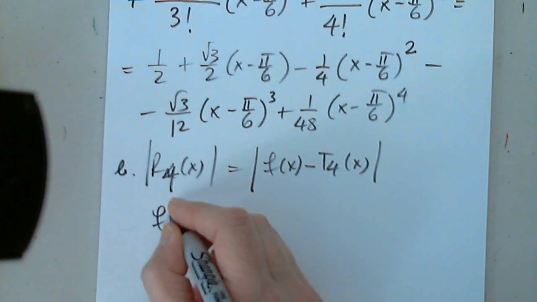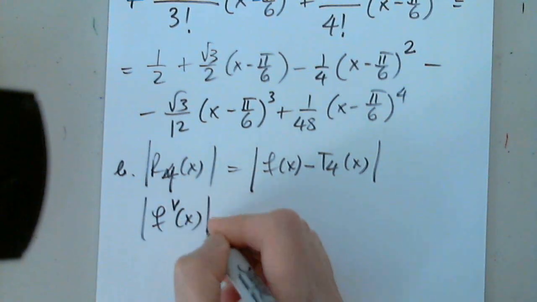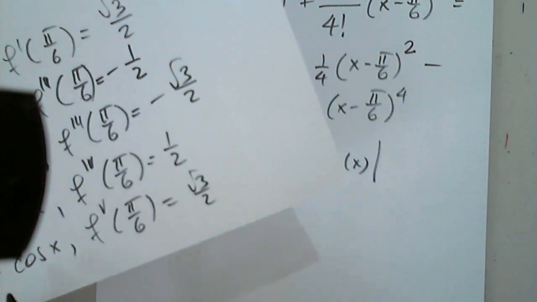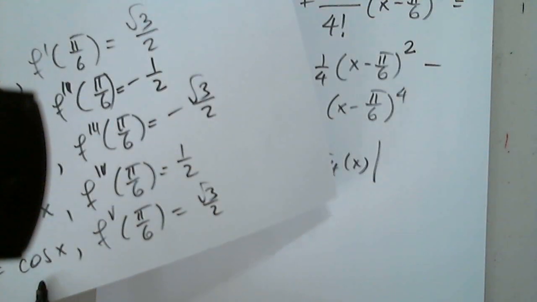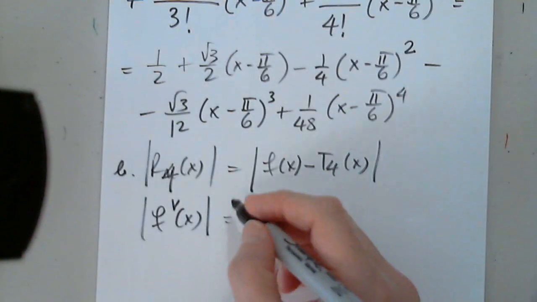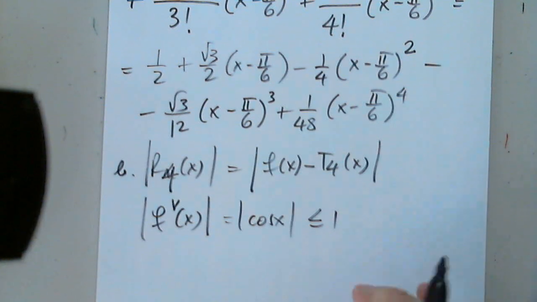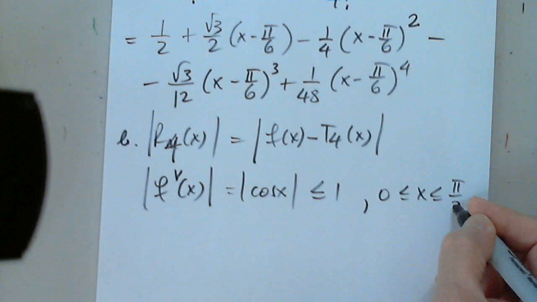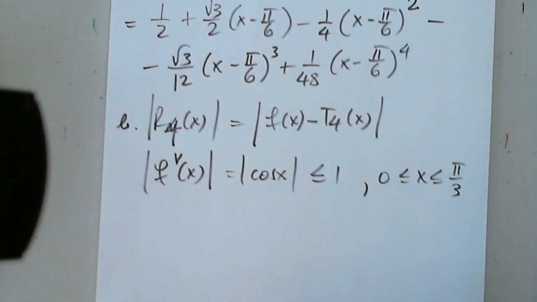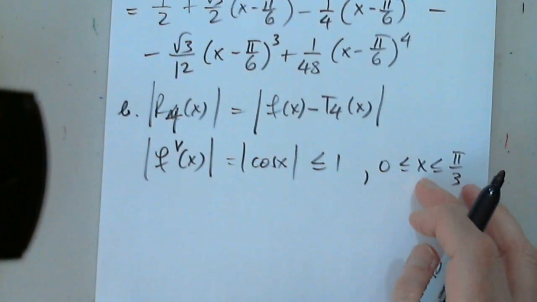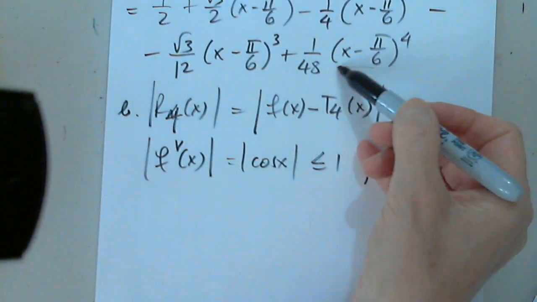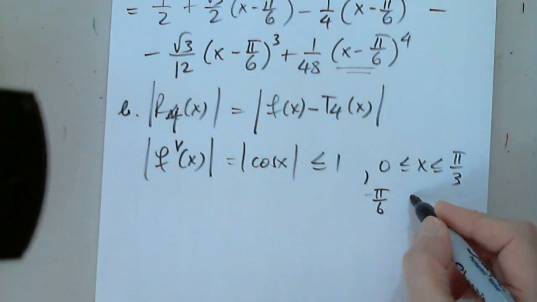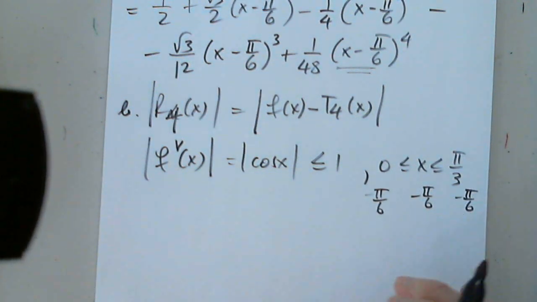Let's go back to the fifth derivative of f in absolute value, which was cosine x. And because this is definitely less than or equal to 1, and x is between 0 and pi over 3, so that's the definite upper bound. Again, like before, we have to subtract pi over 6 in this case. So we subtract pi over 6, subtract pi over 6, subtract pi over 6.